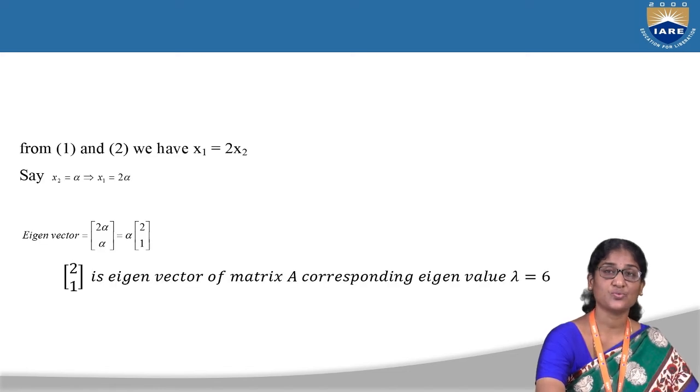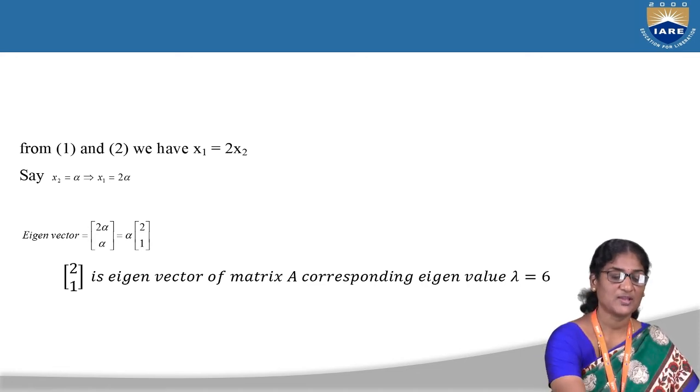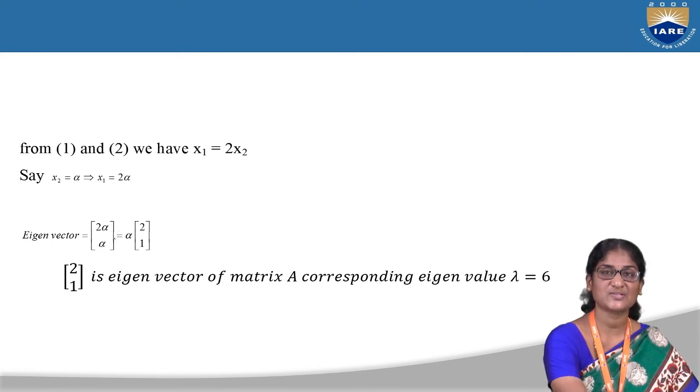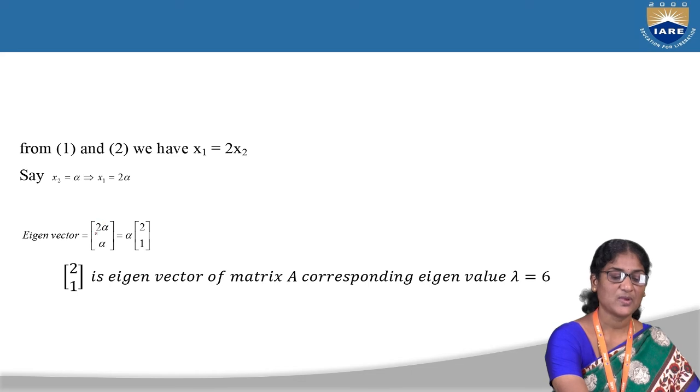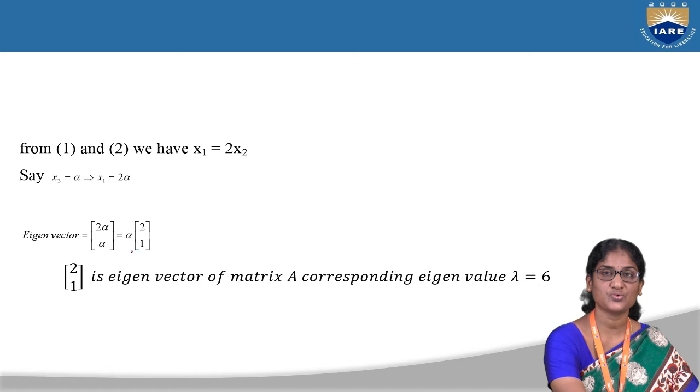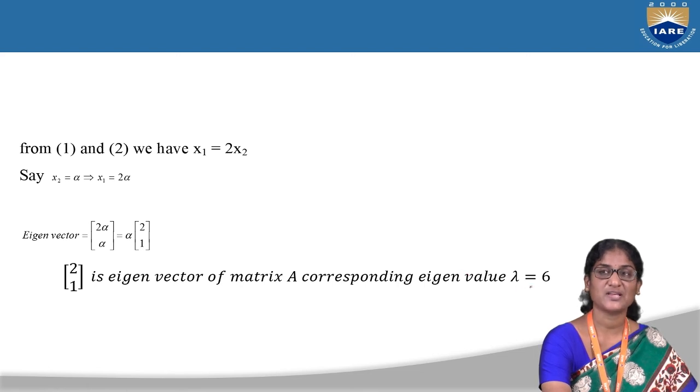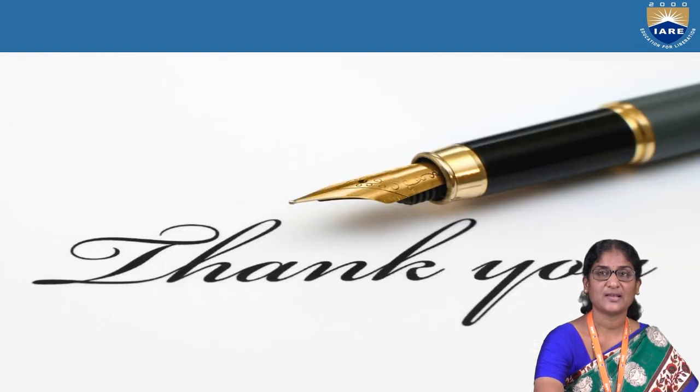Upon solving these two, we will get x1 as 2 alpha and x2 as alpha. Therefore, the eigenvector can be obtained as 2 alpha, alpha, by substituting x1 and x2 in the vector that we have assumed. Take alpha once again common, you are going to get 2, 1. Therefore, 2, 1 is the eigenvector of the matrix A corresponding to the eigenvalue lambda is equal to 6. This is how we find the eigenvectors and eigenvalues of the given matrix, right?